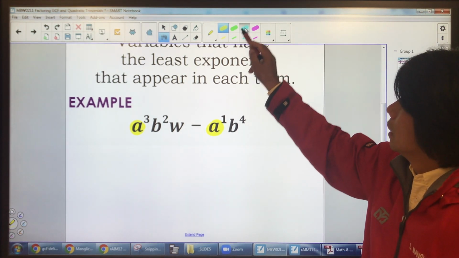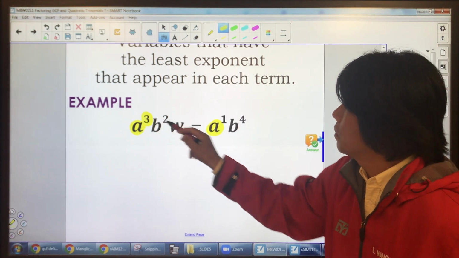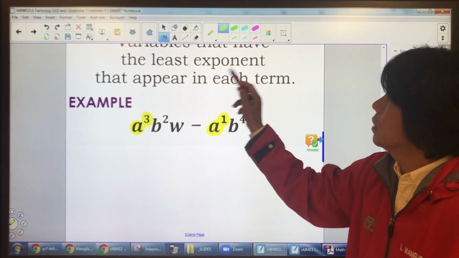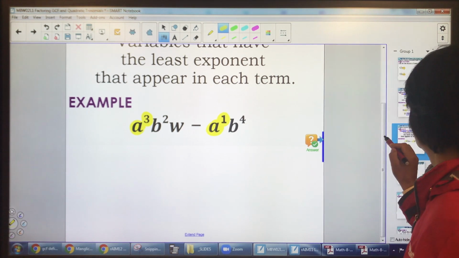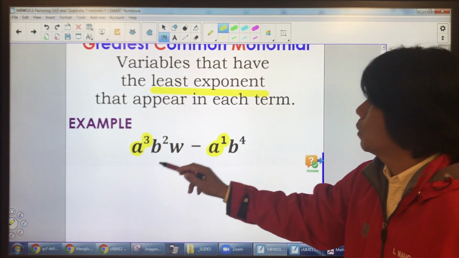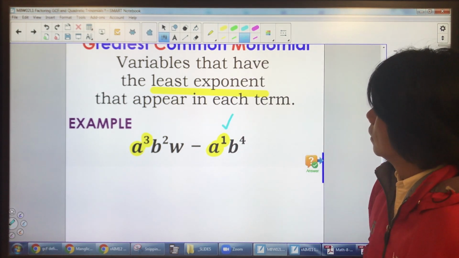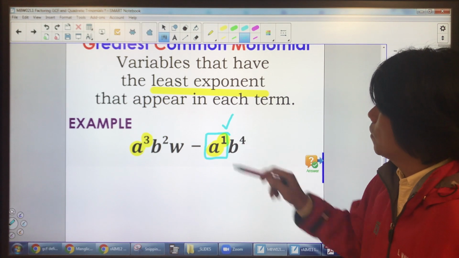But comparing their exponents, this is 3, this is 1. So according to this, it's a variable that has the least exponent. Which one has the least exponent? This one, right? So A to the first, right?